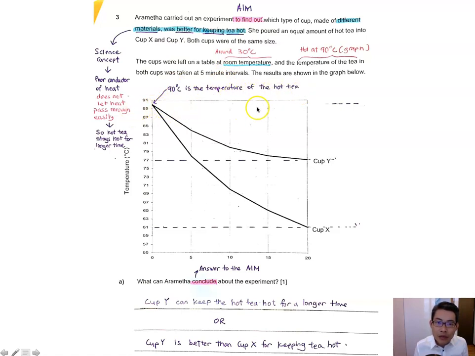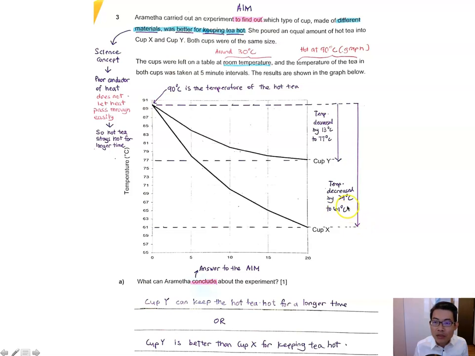Now, I'm going to draw a horizontal line across this so I can make comparison. Because when we talk about increase or decrease, we've got to know where it starts from and where it ends. The original temperature of the hot tea was here. Let's look at cup Y first. Temperature dropped by this amount after 20 minutes. That means it's dropped by 13 degrees Celsius to 77 degrees Celsius. How about the hot tea in cup X? Well, that dropped a lot more, from 91 degrees Celsius to 61 degrees Celsius. So it dropped by 29 degrees Celsius.